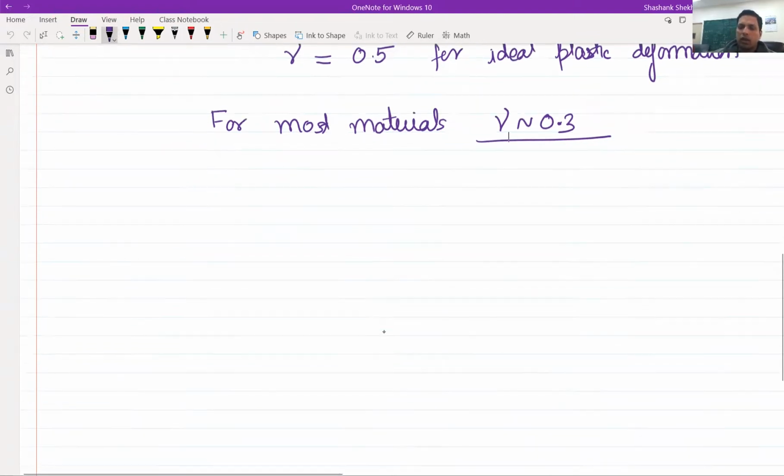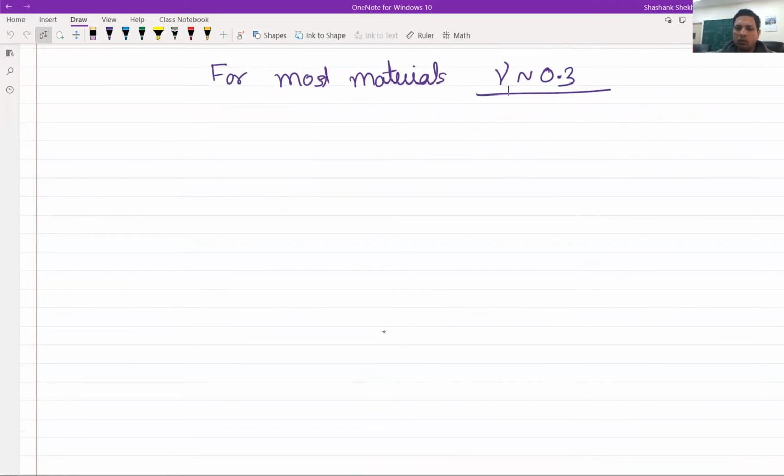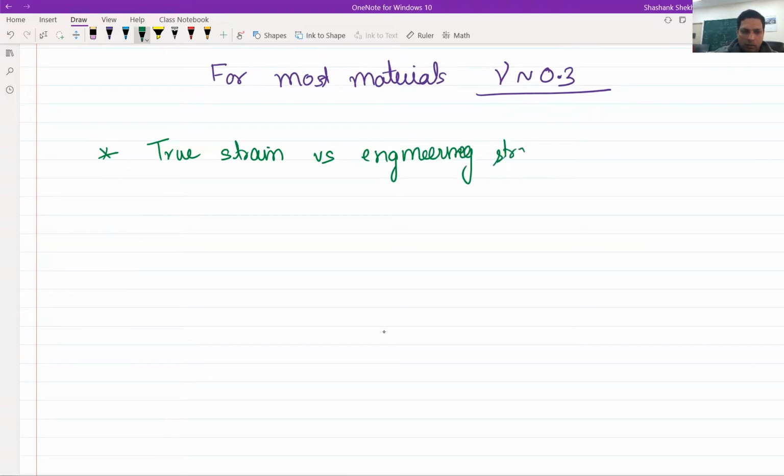So now when we are talking about strain, there are a few more aspects that we need to be aware of. So what are those? Let's look at those. One is true strain versus engineering strain. How is the engineering strain defined? Which is given usually by the symbol e, which is simply the change in length over the original length. Therefore, this is delta L by L naught.